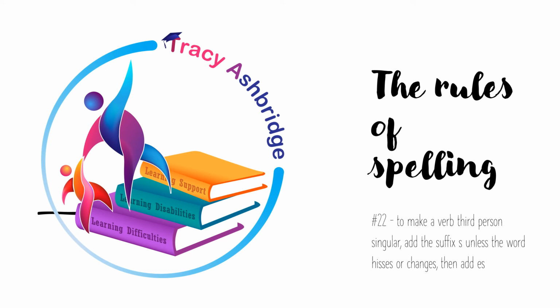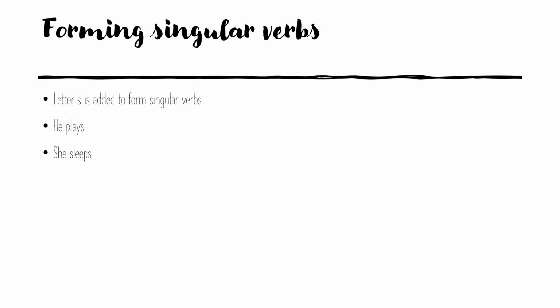And then we also use the letter S to make a verb in the third person singular. And again, the same rules apply to adding that S. Whether it hisses or buzzes, then we would add ES. So let's take a look. So very simply, he plays, she sleeps. We just add an S onto that singular form verb.